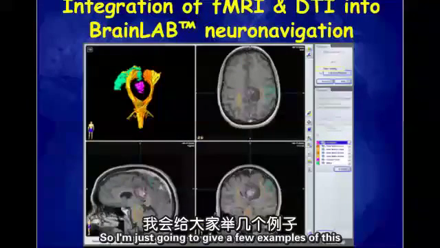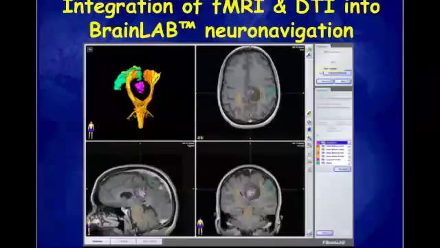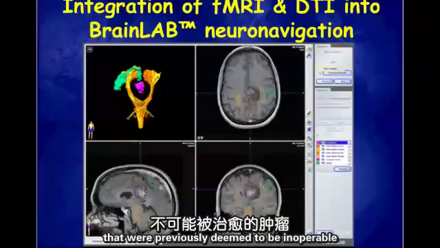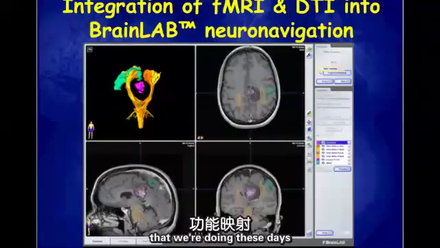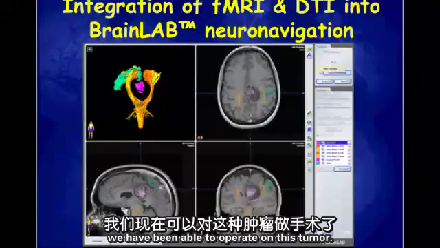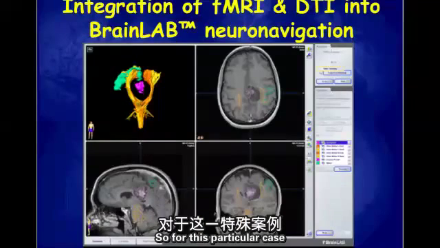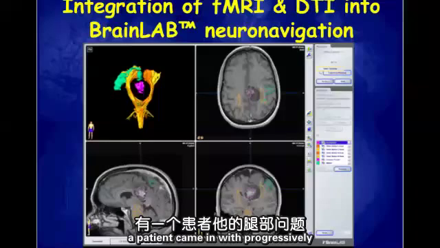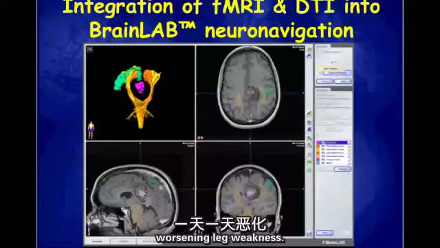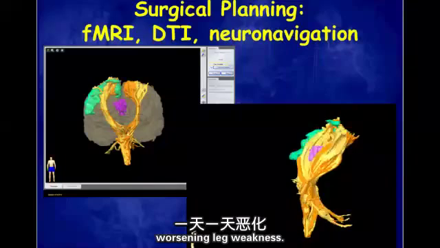So I'm just going to give a few examples of this, and these are tumors that were previously deemed to be inoperable, but because of the DTI and the functional mapping that we're doing these days, we have been able to operate on this tumor. So for this particular case, a patient came in with progressively worsening leg weakness.